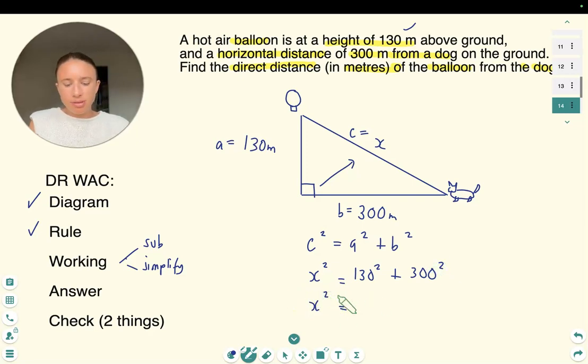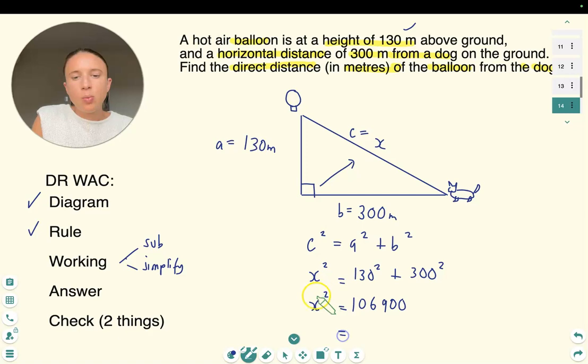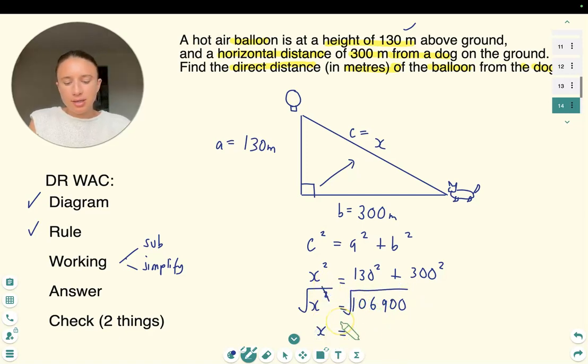And let's simplify. I'm just going to simplify all in one step in my calculator. I'm typing it all in: 130 squared plus 300 squared. 106,900. We have x squared. We want x. The opposite of square is square root. Do that to both sides. Square root of 106,900. And direct distance in meters.